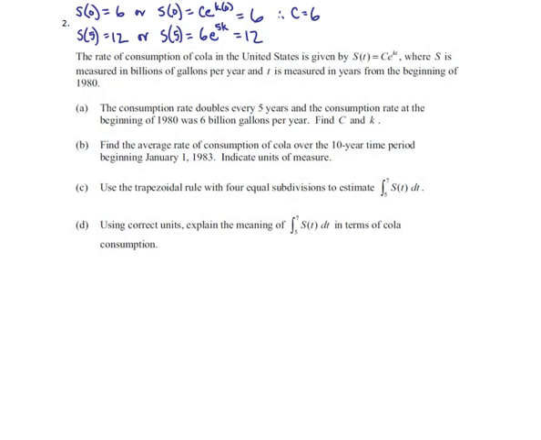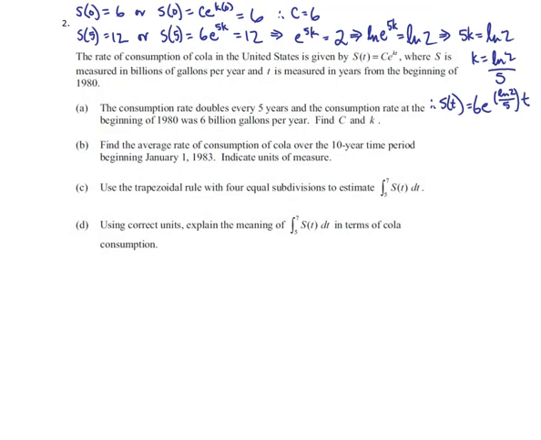Now we have to use that expression to solve for k. The first thing we do is divide both sides by 6, and we get e to the 5k is equal to 2. If we take the natural log of both sides, we get ln of e to the 5k is equal to ln of 2. Then we bring down the 5k, ln of e is 1, so 5k is equal to ln of 2. And finally, k is equal to ln 2 over 5. So we found C and we found k, and now we can write S as a function of t with those two as constants. And so that does it for part A.